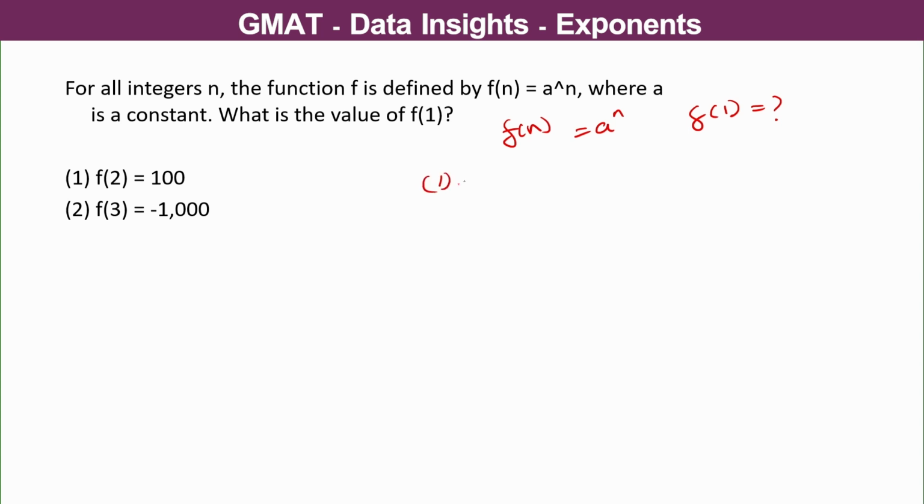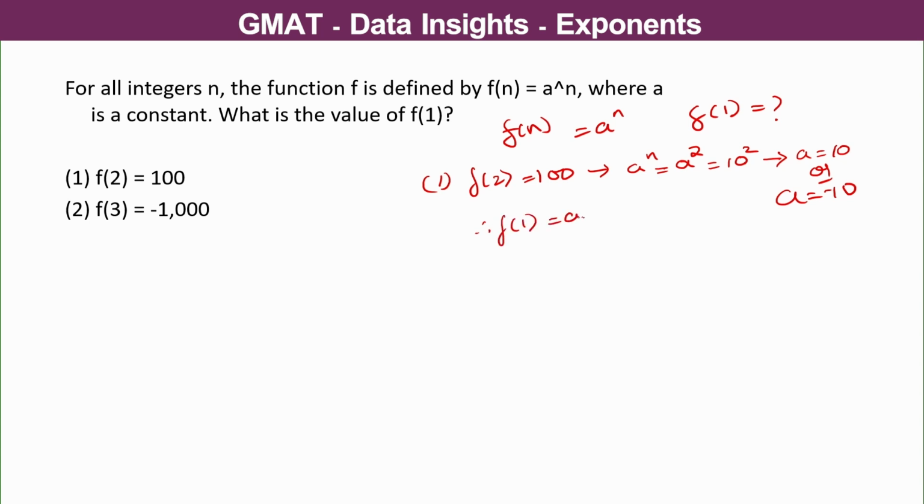The first statement says f of 2 is equal to 100, which means a to the power of 2 is equal to 100, that is 10 to the power of 2. When a square is equal to 10 square, either a is equal to 10 or a is equal to minus 10. So we cannot definitely say what f of 1 is. f of 1 will be equal to a. We cannot tell whether it is 10 or minus 10. So therefore this information is not sufficient to answer the question.